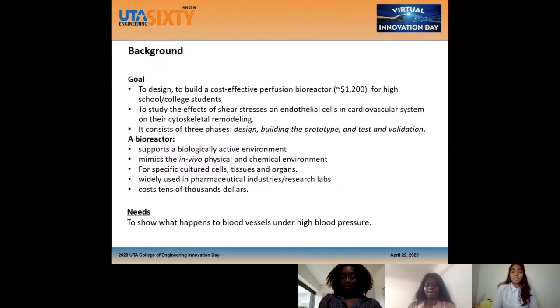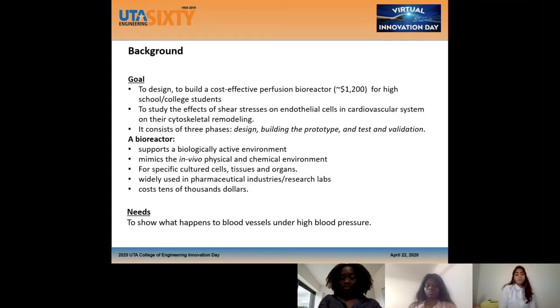So the goal of our experiment was to build a cost-effective perfusion bioreactor that would be available to high school and college students. We built the device to study the effect of shear stress on endothelial cells, as compared to the cardiovascular system, on their cytoskeletal remodeling. It consists of three phases: design, building the prototype, and test and validation.